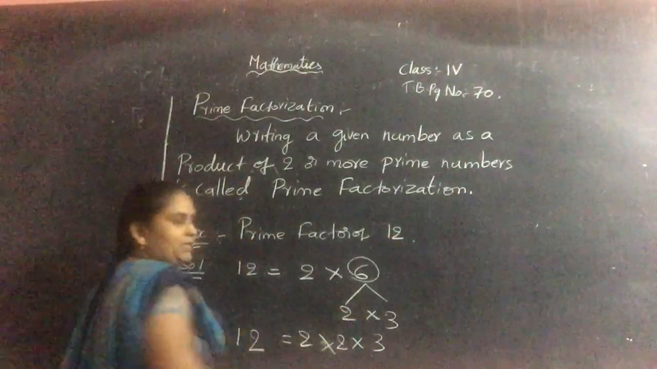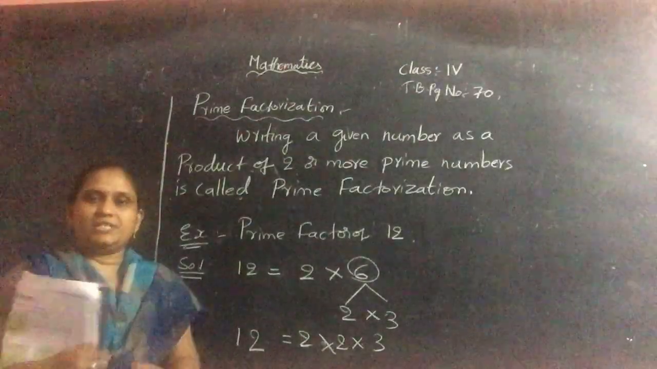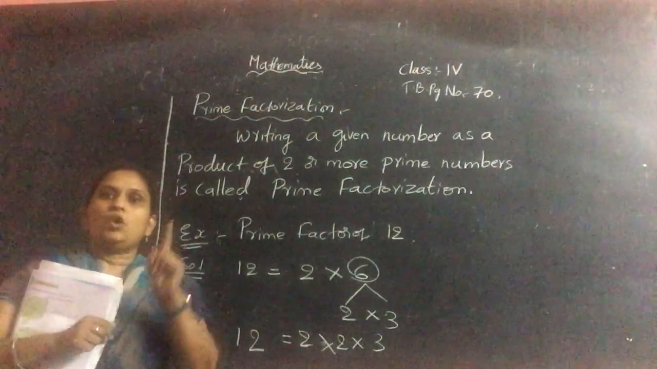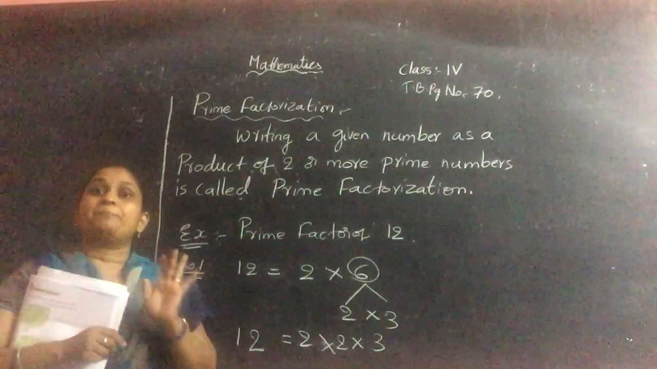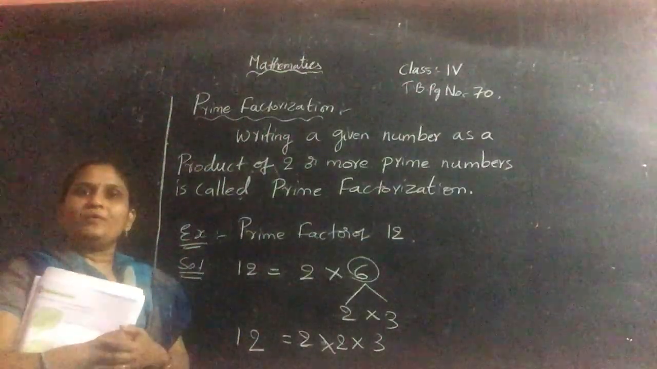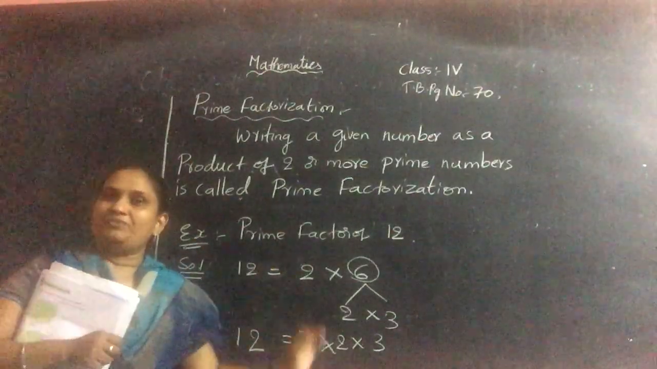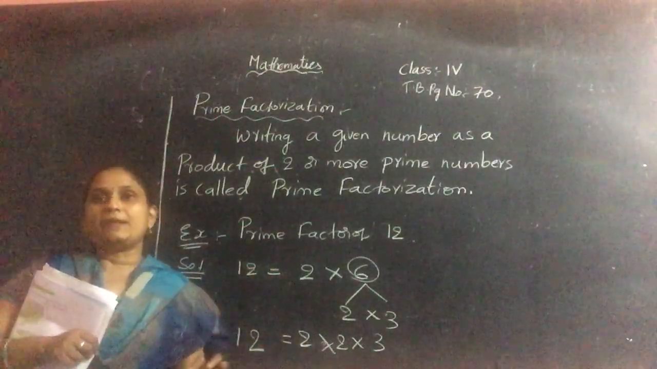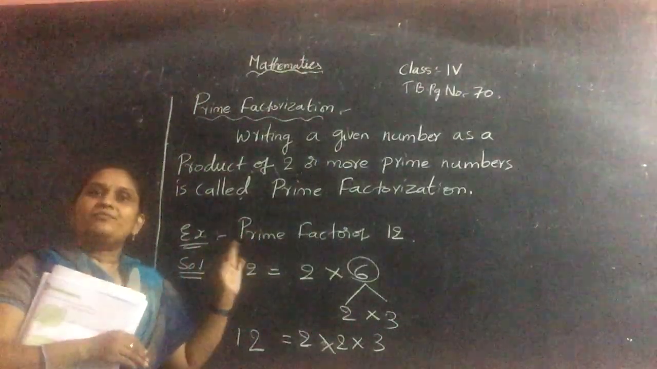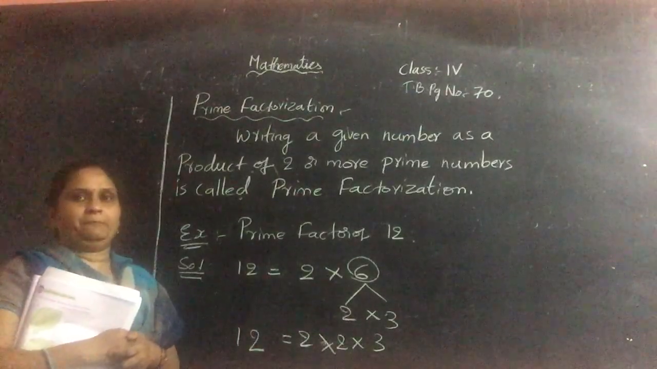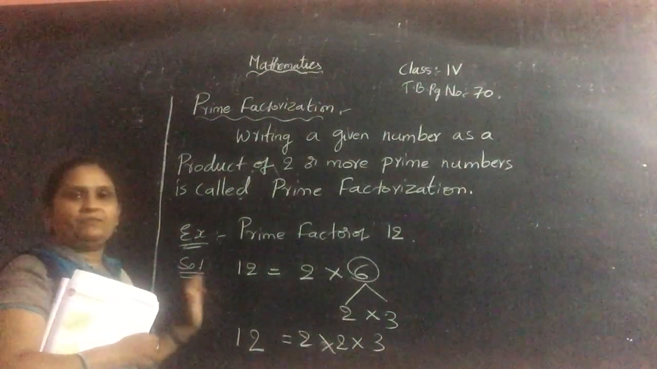So to find the prime factorization, we have to use only 2, 3, 5, 7, 11, 13 like that prime numbers. In one more way, we can say that using the prime numbers doing the simplification or using the prime numbers doing the division is known as prime factorization. Okay, so like this the prime factorization will be.